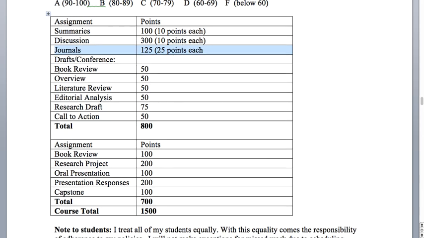We have drafts and conferences, so having drafts of your work is going to be important, and I'll see on the schedule when those will be due. But your book review draft, draft review overview, literature review, editorial analysis, research draft, and call to action, those will add up to roughly 300 some points. I think I can't math that quickly. 325 points. So that gives us our 800 points for just weekly assignments.